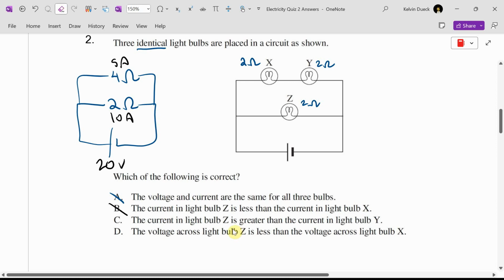The current, you know what? I'm leaning towards C, but let's check. The voltage across Z is less than the voltage across light bulb X. No, light bulb X would be 10 volts and 10 volts because each of them would be splitting the 20 volts. So that's wrong. It's got to be C.